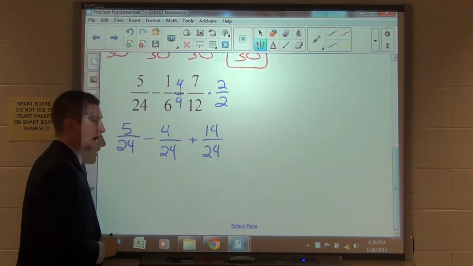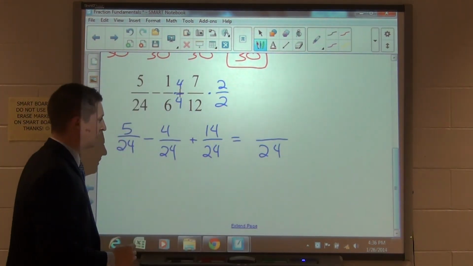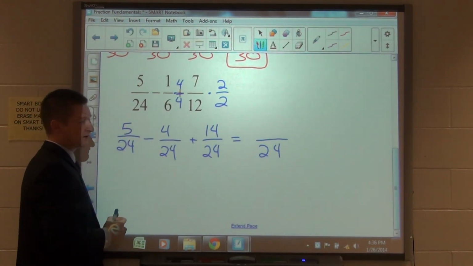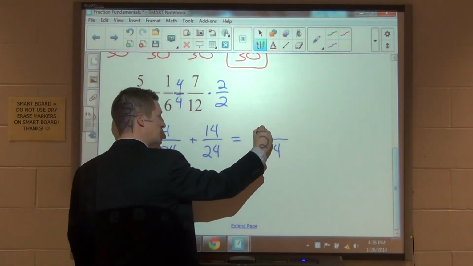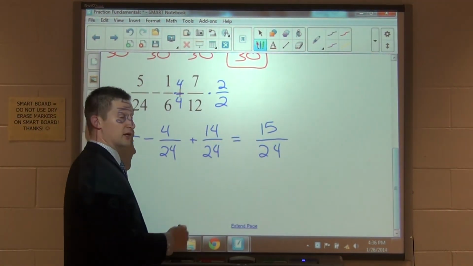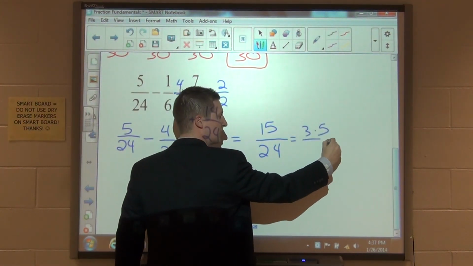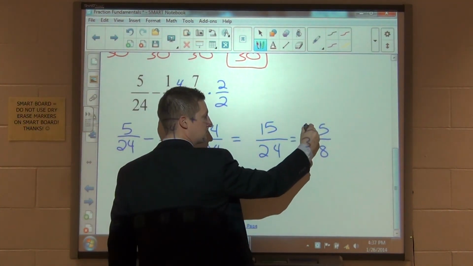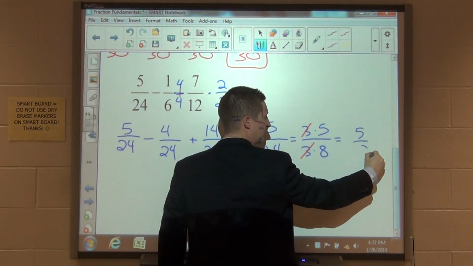24ths. Now that I have a common denominator of 24, I know that my answer will also be a number of 24ths. I simply have to add or subtract the numerators in order from left to right. Well, I take 5 minus 4, which gives me 1, plus the 14 gives me 15. So 15 24ths would be the sum of these 3 terms. But again, I can reduce a little bit further here. 15 can be rewritten as 3 times 5, and 24 can be rewritten as 3 times 8. I see a common factor of 3, which allows me to divide or cancel it out, and leaves me with a final answer of 5/8.